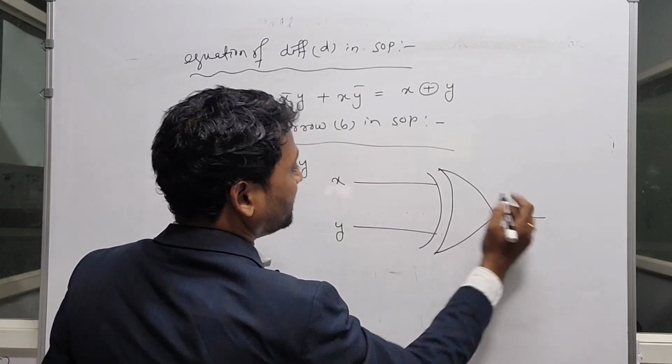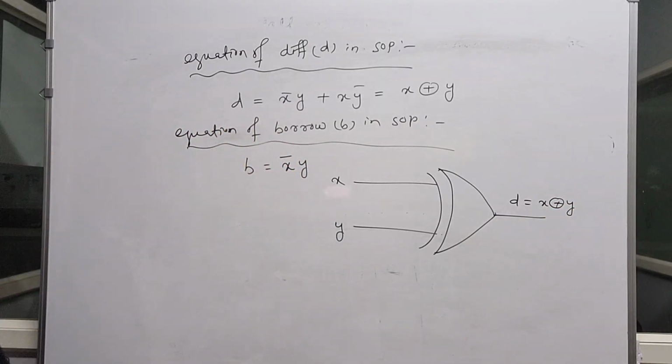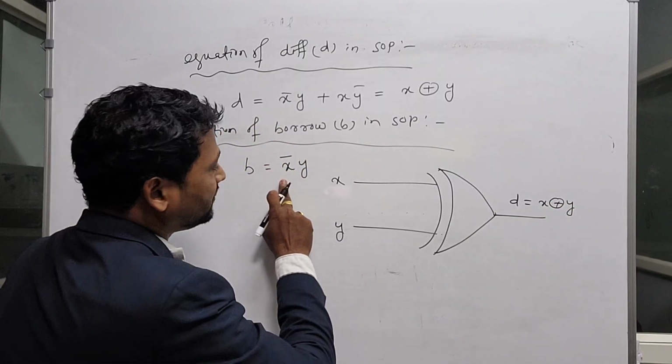The output difference is equal to x XOR y. Okay. Next, another output is x bar y.